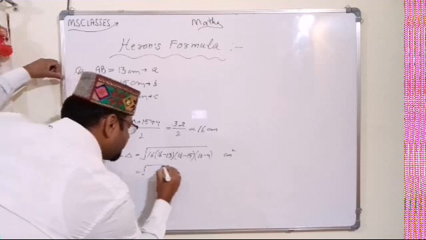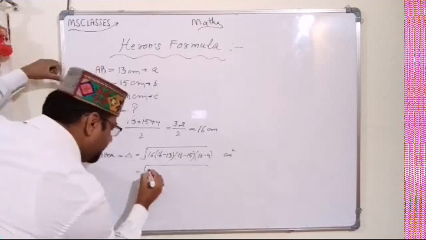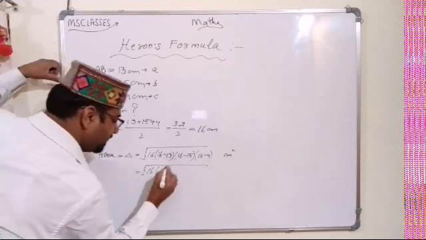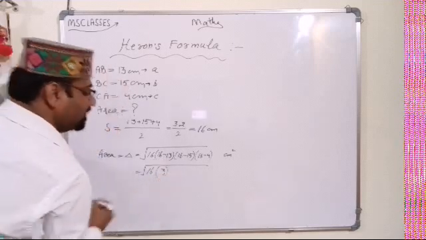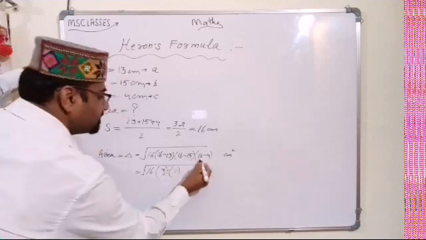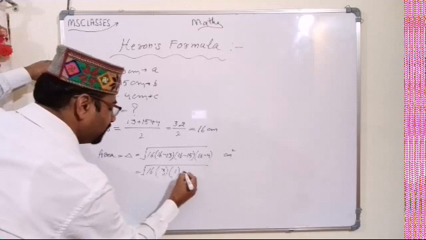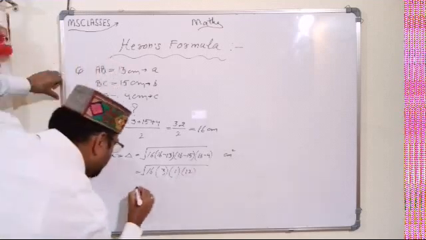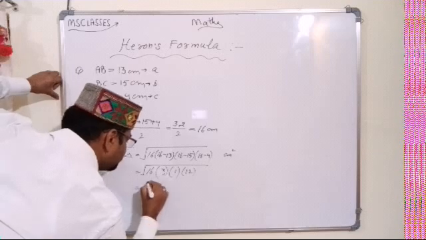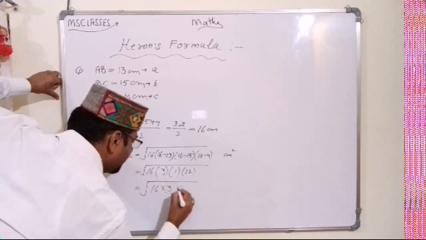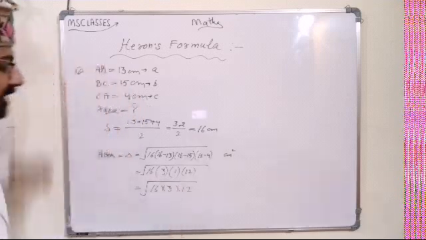Now next is 16 multiply 16 minus 13, which is equal to 3; 16 minus 15, this is equal to 1; 16 minus 4, this is equal to 12. Right? So guys, this is equal to 16 multiply 3 multiply 12.